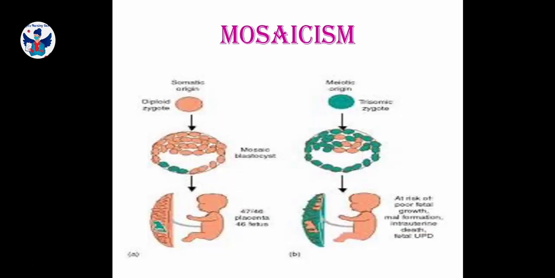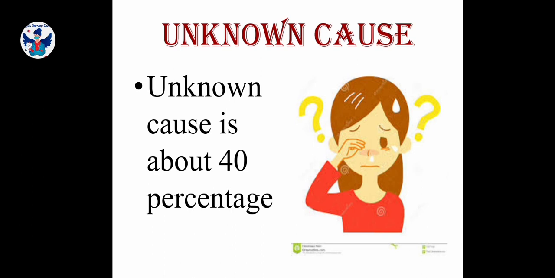Next, mosaicism. It's due to chromosomal deformity. The baby won't get adequate nutrients, so intrauterine death will happen in this condition. Next is unknown causes. About 40% of cases of IUGR are unknown.